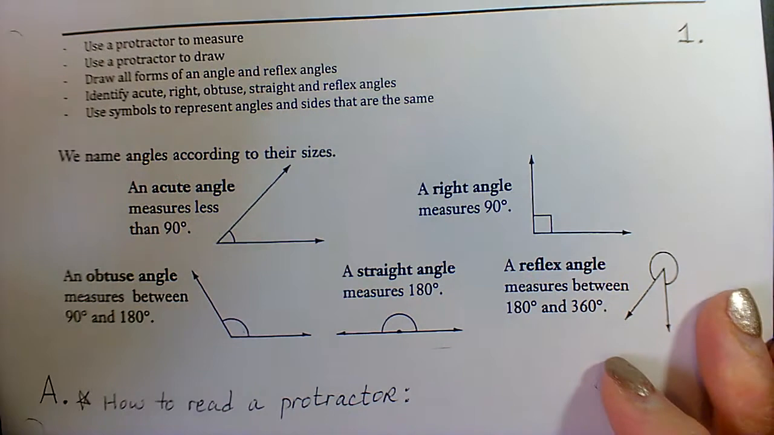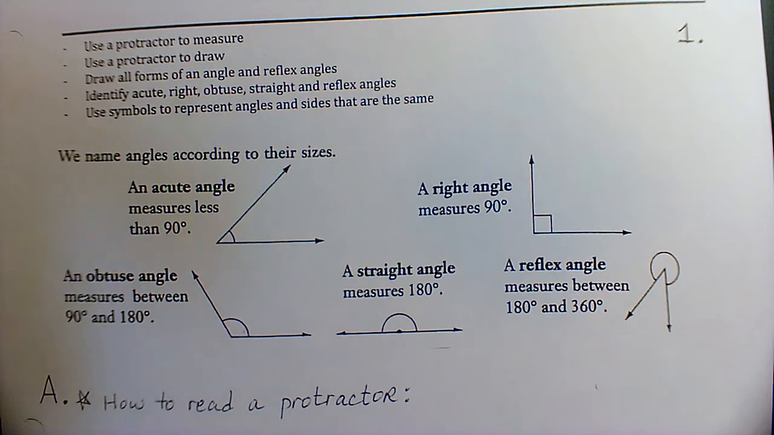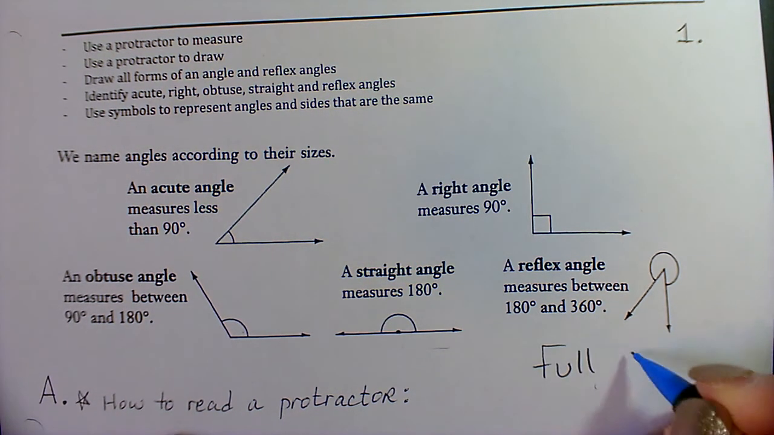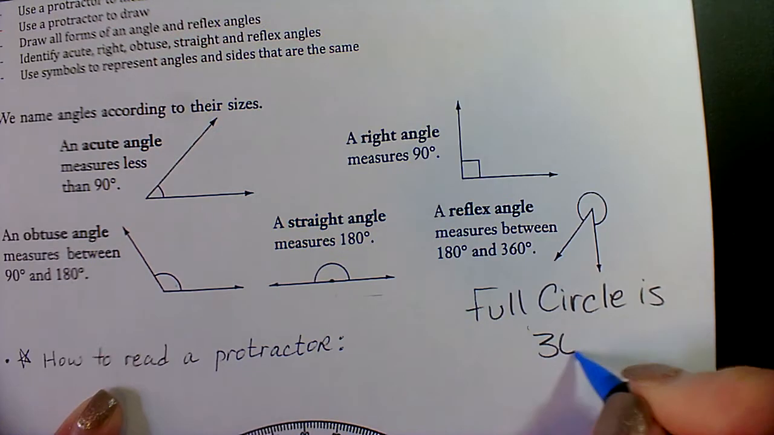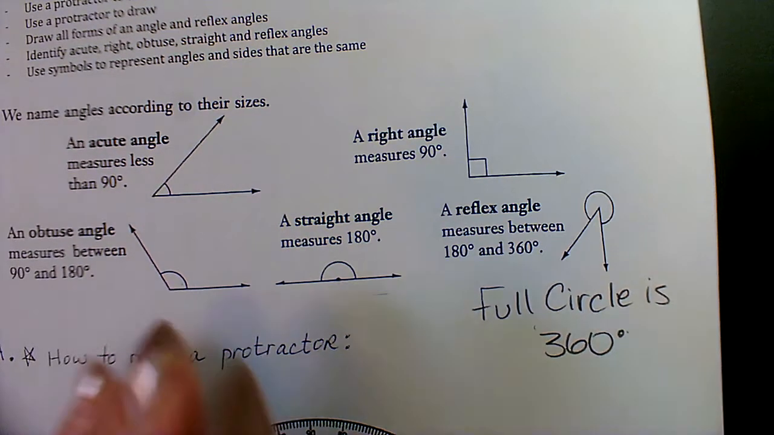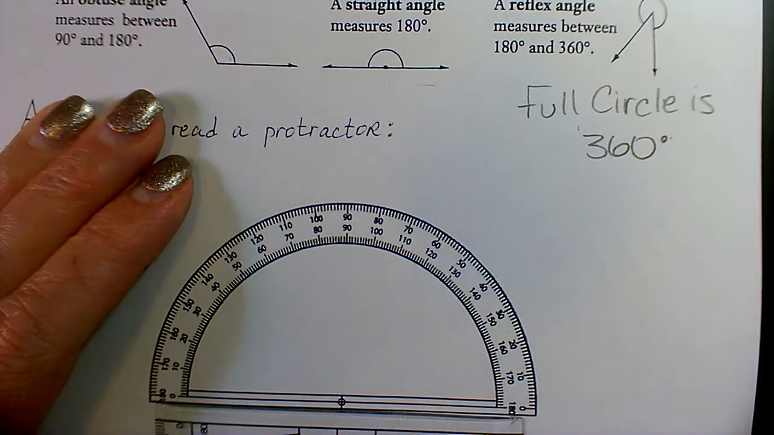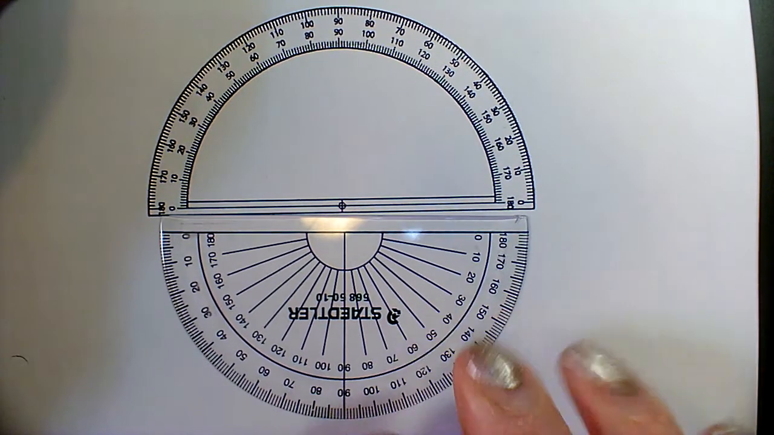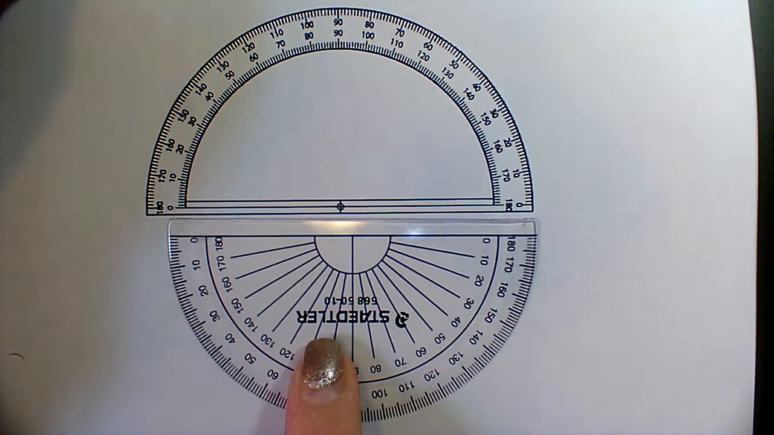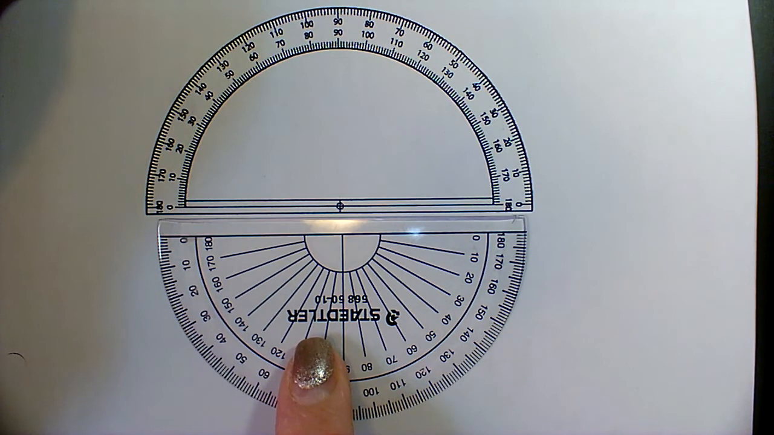And anything that is between 180 and 360, because a full circle, right? A full circle is 360 degrees. So if I had two protractors together, that creates a full circle, right? There's 180, here's 180, 180 and 180 will give me 360.